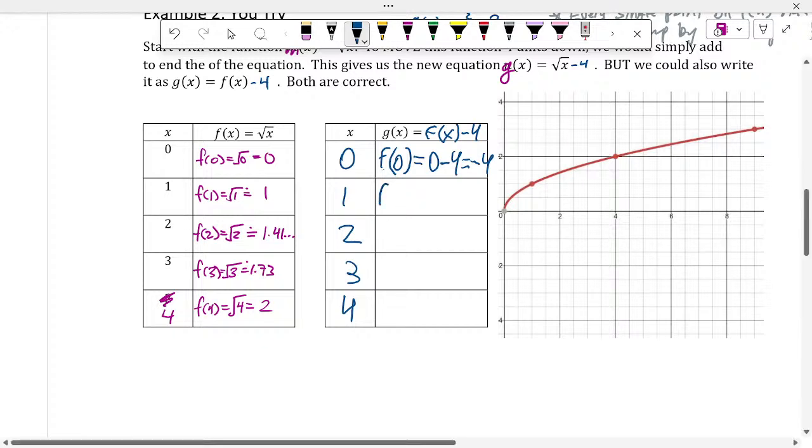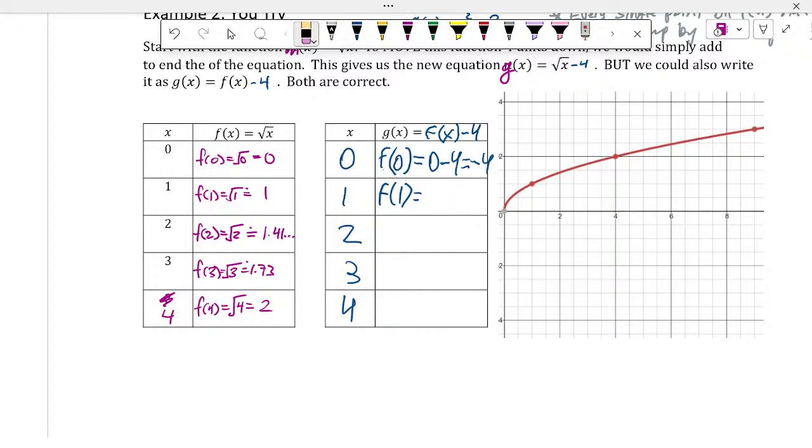When we have F at 1, we obviously got the square root of 1, which is equal to 1. So we write 1 here. Now what's 1 minus 4? That's supposed to be a 4. Hold on. Let me retry that. 1 minus 4.